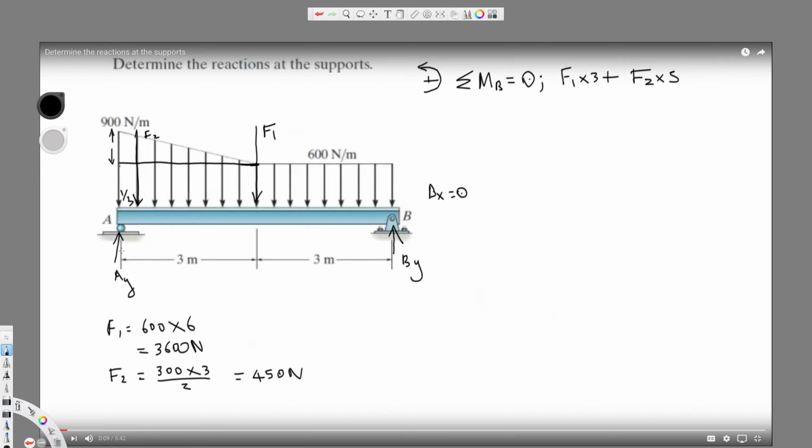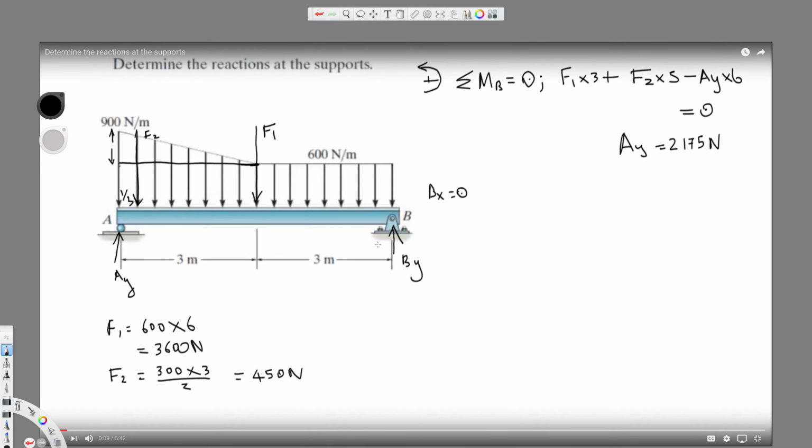And you see AY is pulling this object up, so it's clockwise. Therefore it's going to be negative, and AY times the distance, which is 6 meter. So AY times 6, the total moment is equal to 0. So if I solve for AY, it comes out to be 2175 Newton. So this is the information we have right now.